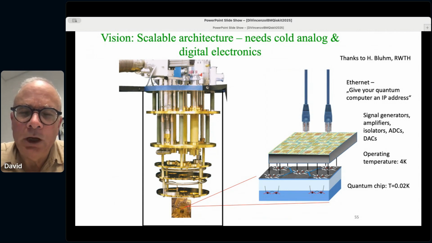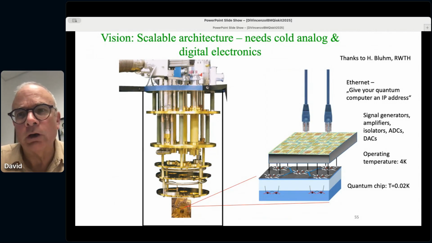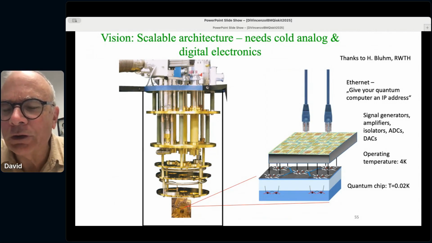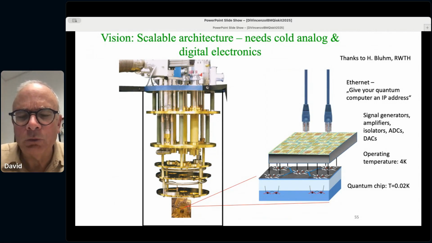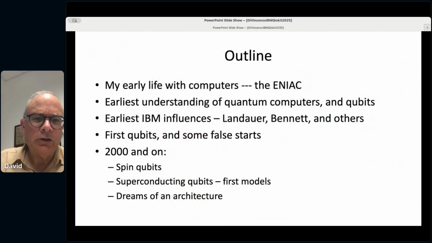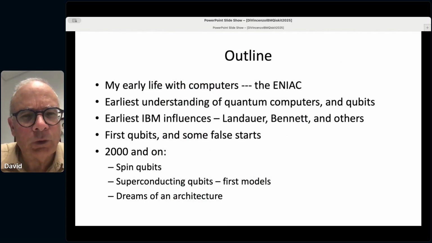But if it were possible, then we could really have a quantum computer where you only have one or two digital cables into the apparatus, and that would control the entire quantum computer. I think that's a dream for the far future. I say here the motto of that is: give your quantum computer an IP address. At the moment, they don't have one. Okay, so that's my story, and so I've taken you from very long ago to dreams for the far future.